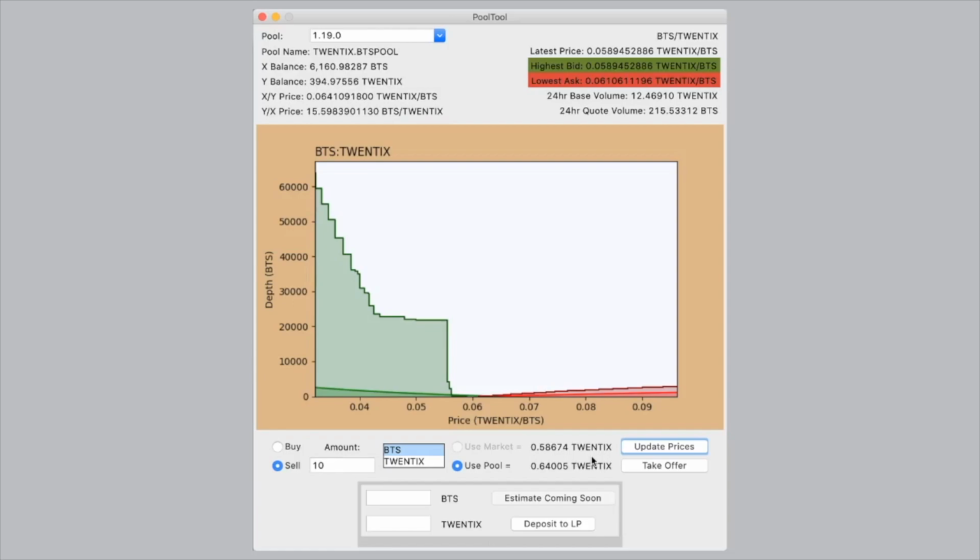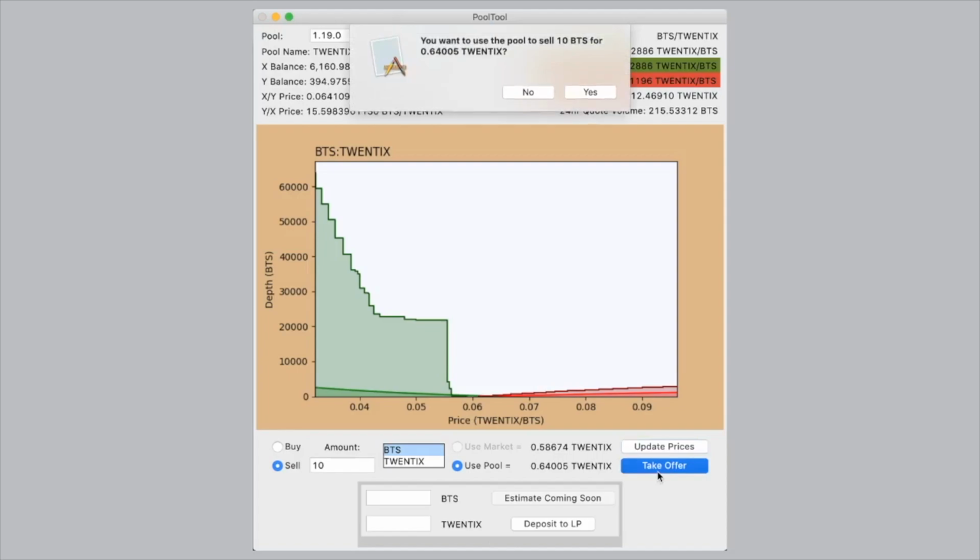Let's do it. We can now click Take Offer since we've recently clicked Update Prices. If you run into an error where it won't trade, it could be that the prices have shifted since you last clicked Update Prices and won't do the trade. This is to protect your assets in case the price changes and you won't get what you expect from the trade. Clicking Take Offer brings up a window that reiterates what we were going to do.